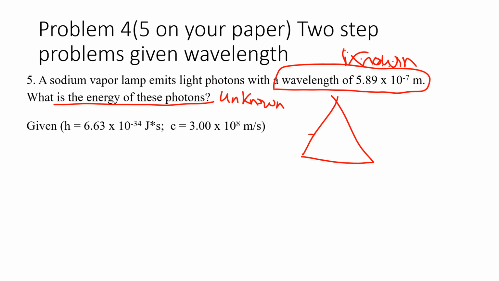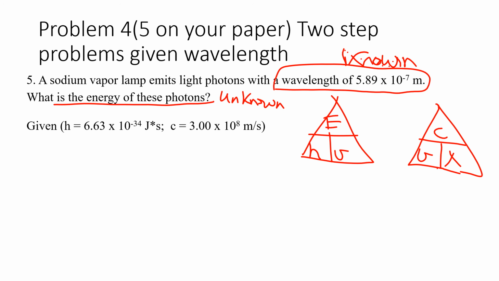Our first triangle is energy, Planck's constant times frequency, and our other one that we're going to need this time is the speed of light, c, over frequency times wavelength. Okay, we're given wavelength, so we're going to enter here. We need to find the frequency. This is what we're trying to find. And our link is going to be here, between the two frequencies, between the two triangles.